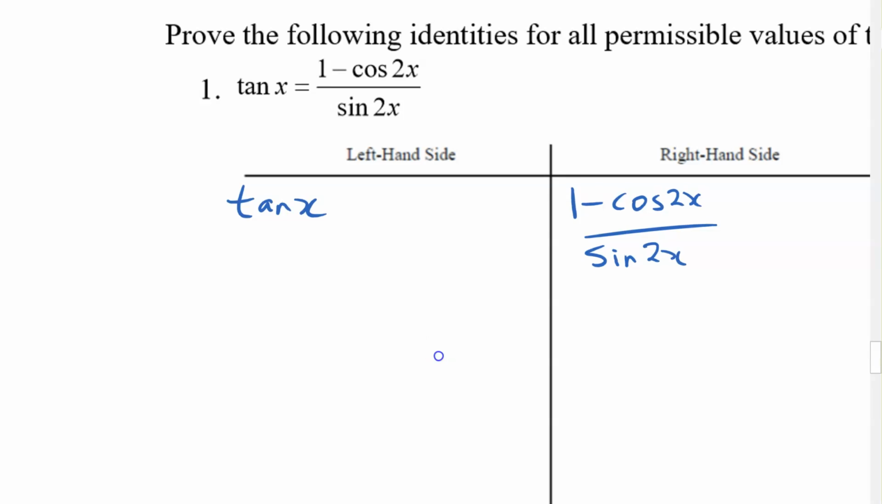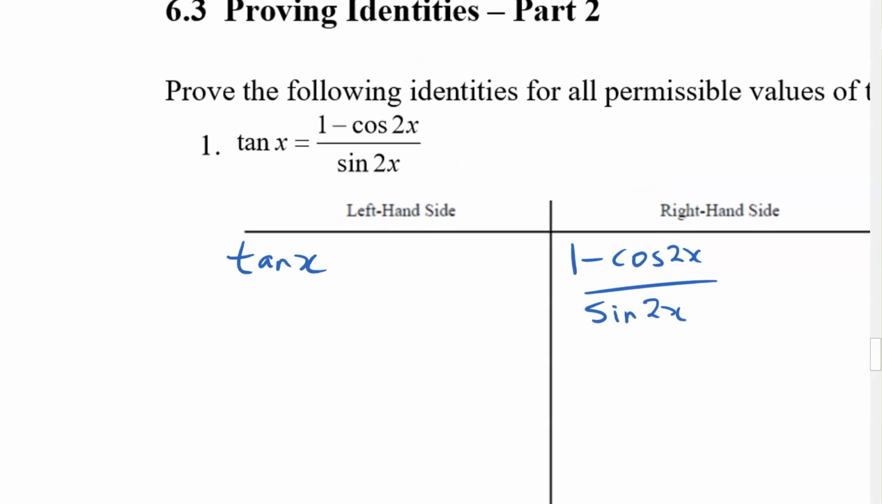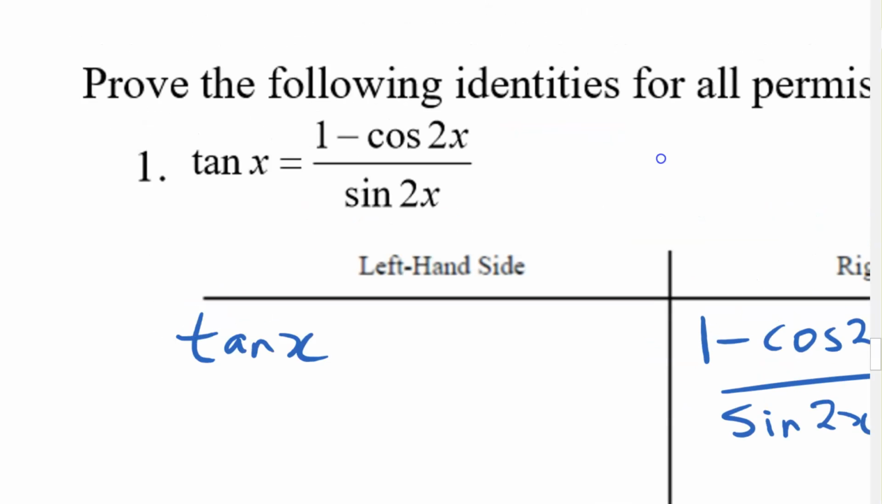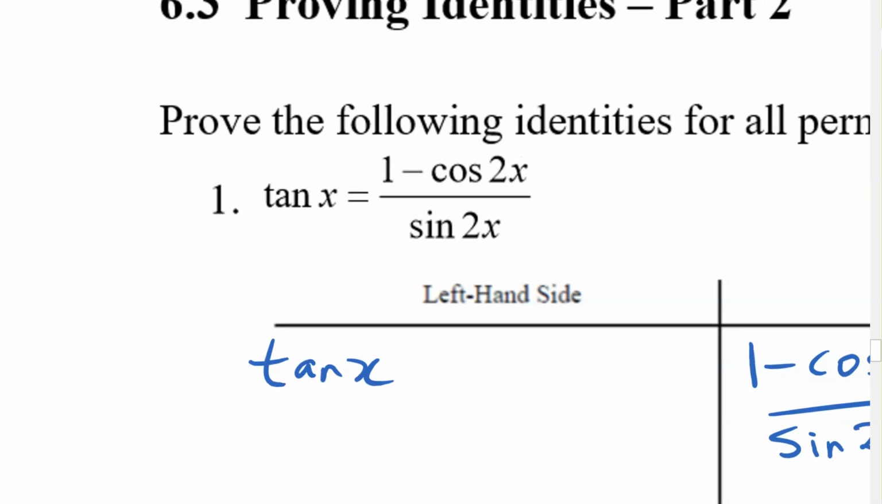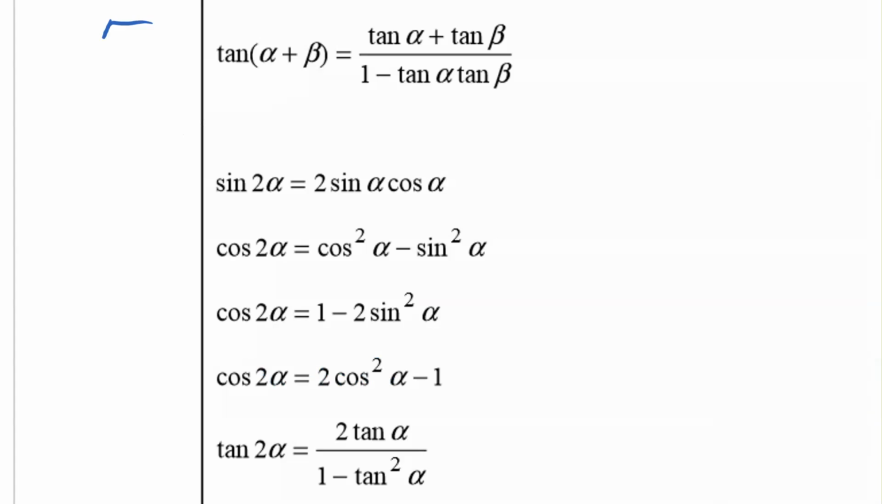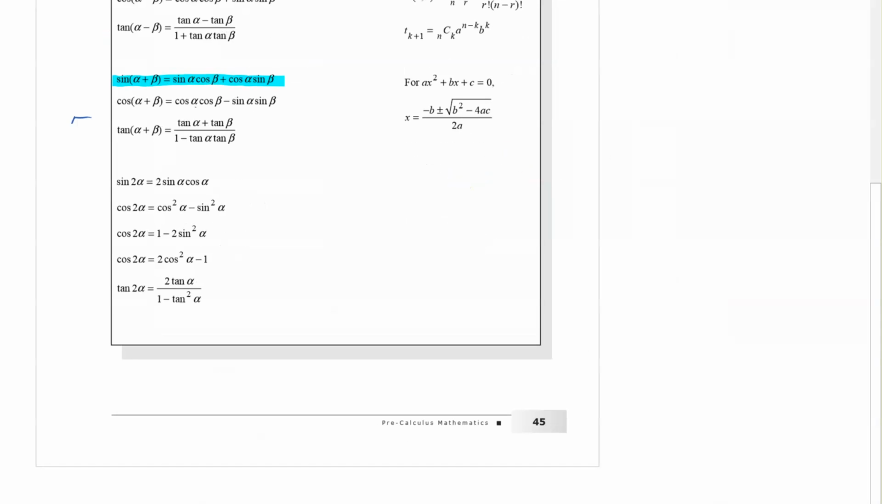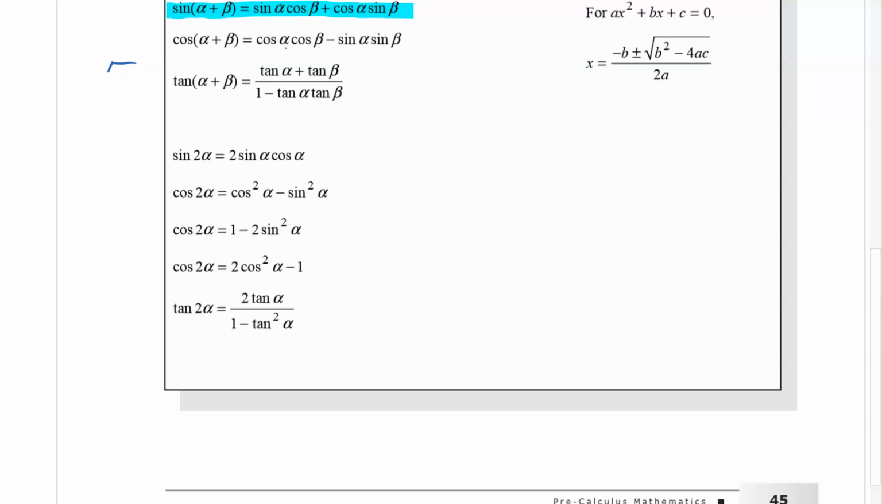All right, welcome back. We're at 6.3 part 2 of proving identities, and now we're going to be proving identities that involve the double angle identities. So right away for question number 1, you'll notice the cos 2x and the sine 2x. So again, I'm just going to whip over to our formula sheet. On the formula sheet, we're talking about these ones right down here.